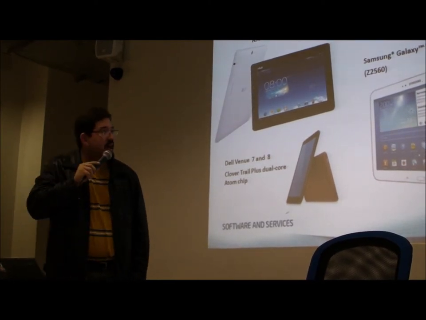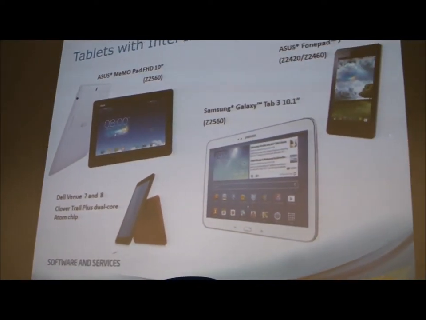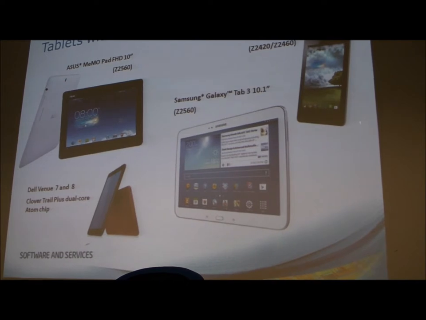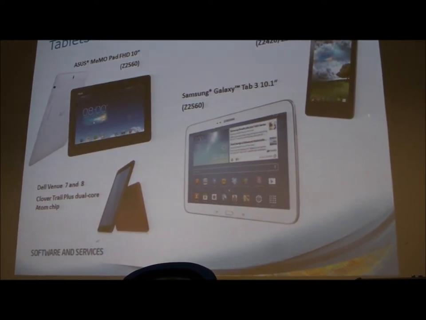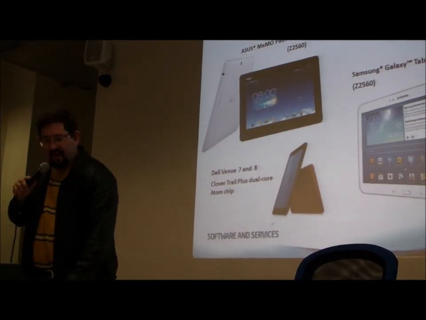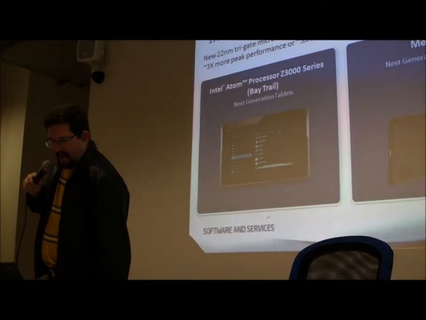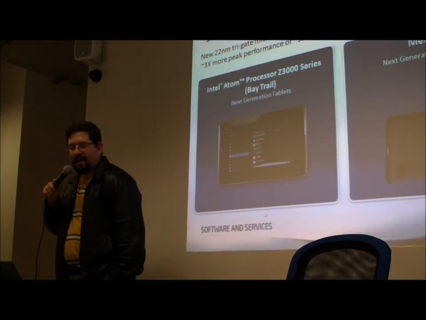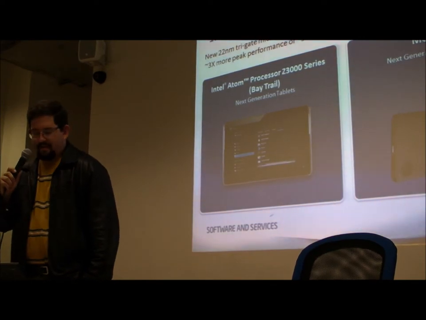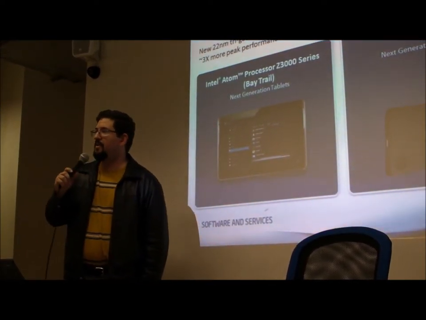All right, here are some of the tablets that we have recently seen in the market. The Dell Venue 7 and 8 inch are recently out. I got to hold one today for the first time. I mentioned the Samsung Galaxy Tab. Asus also has a couple of designs using Intel. And the next generation, like I said, is Bay Trail. And that's going to be aimed mainly at the tablet market. And then Merrifield is going to be aimed at the smartphone market.